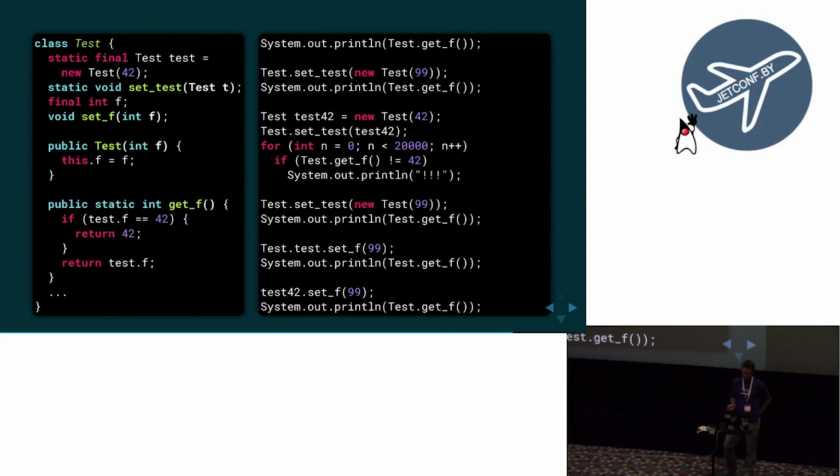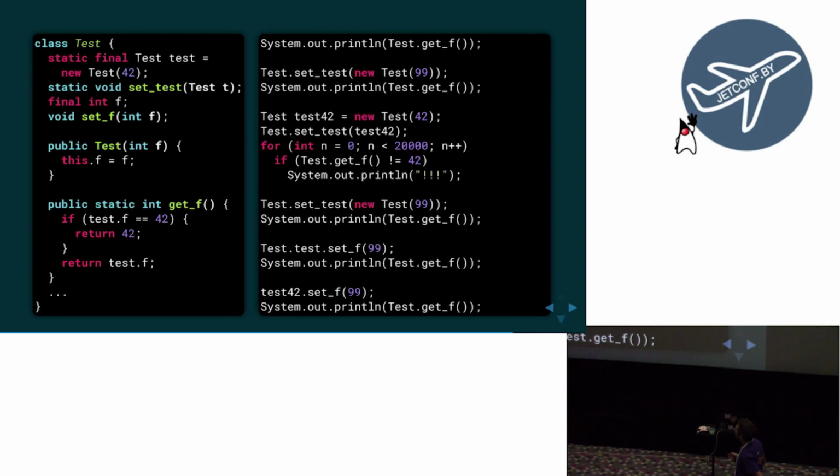Okay, so now I come to a bigger example. Let's briefly go through this program to see what it does. We have a Test class, and it has one static field, which contains an instance of the Test class itself, initialized with 42. The Test class itself has another non-static field, but final, which is an integer. Again, we have two set methods. One sets the static field of the class, and another one sets the f field, the instance field of an instance of the object. And this is the constructor which initializes the instance field.